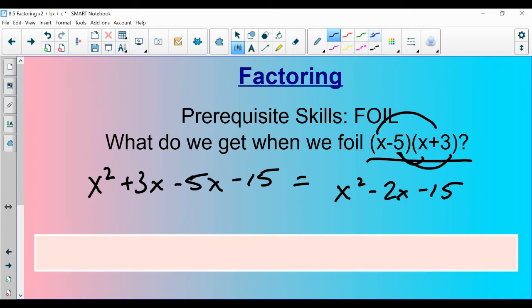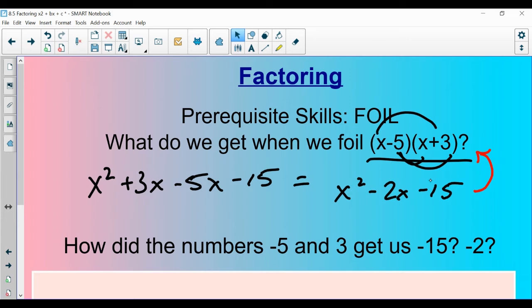So as we start to think about how in the world we're going to go from here to here, let's look again at the numbers that we need to come up with: negative 5 and 3. Is there a way you could look at this and come up with negative 5 and positive 3? Well, what do these numbers multiply to? Negative 15. What do they add to? Negative 2. And we're going to use that in a systematic way to answer these problems.